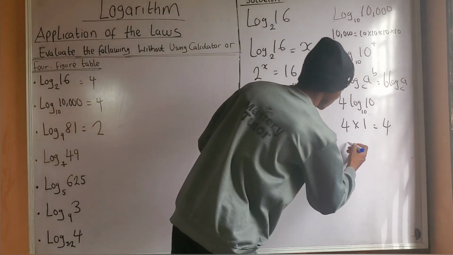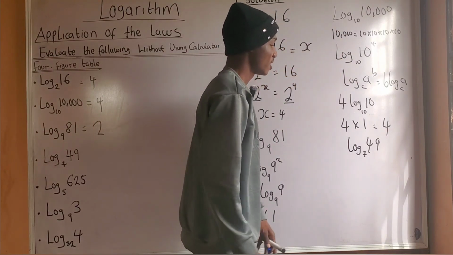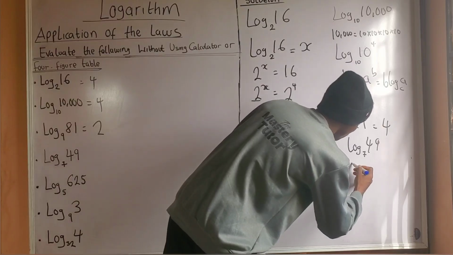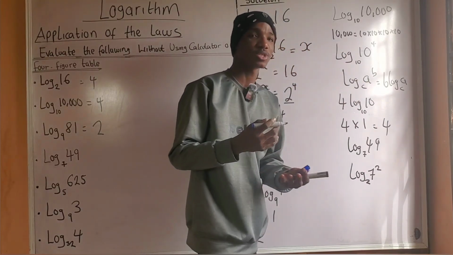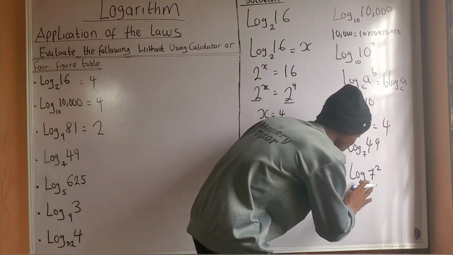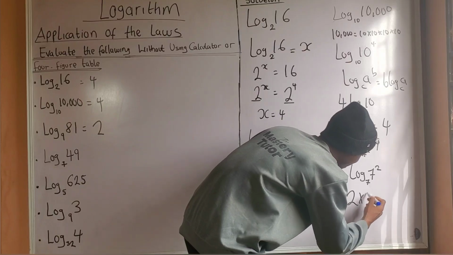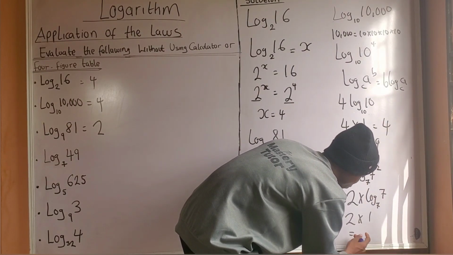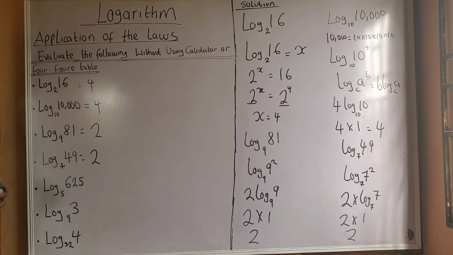Log 49 base 7. Now, 49 can be written as 7 raised to the power of 2. Do you know? So I'm going to have log 7 raised to the power of 2 base 7. Now, according to this law, this base is 7, not 2. Here, I'm going to have 2 multiplied by log 7 base 7. That is 2 multiplied by 1, which is equal to what? 2. So you can see that the answer here is also 2. So we are done with the first, second, third, and fourth question.